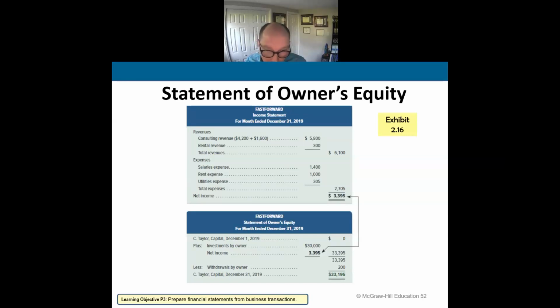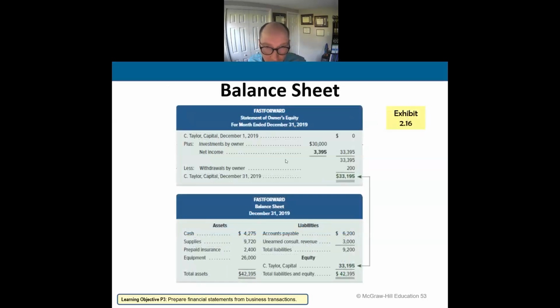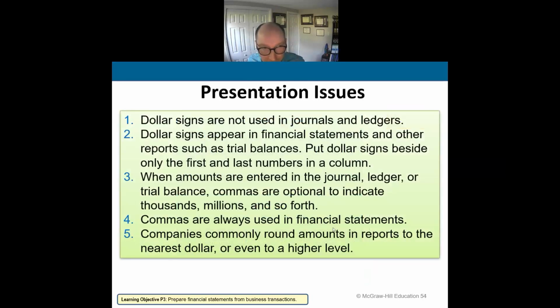Net income shows up on our statement of stockholders' equity. We have beginning balance plus net income minus withdrawals or dividends paid equals ending balance on the statement of stockholders' equity. And that shows up on our balance sheet under equity. That's how all the statements are connected. Nice little example.